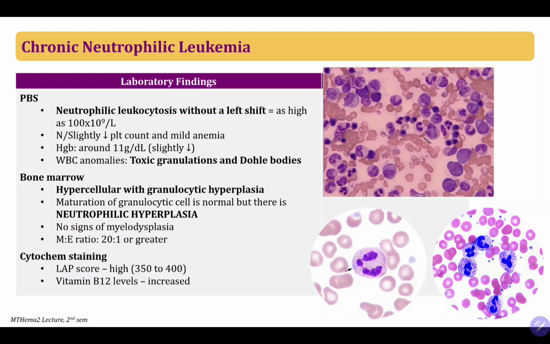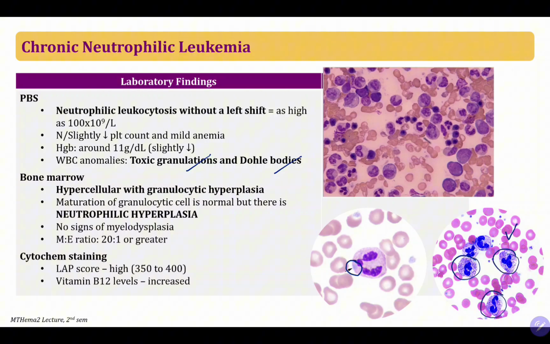Now, laboratory findings in CNL under its peripheral blood smear show neutrophilic leukocytosis without a left shift as high as 100 times 10 raised to 9 cells per liter present in the PBS of patients with CNL. There could be a normal or slightly decreased platelet count and mild anemia. And usually, if there is mild anemia, there would be slightly decreased levels of hemoglobin. WBC anomalies present in CNL are your toxic granulations and your Döhle bodies. These are your Döhle bodies. This is it, okay? And then your toxic granulations.